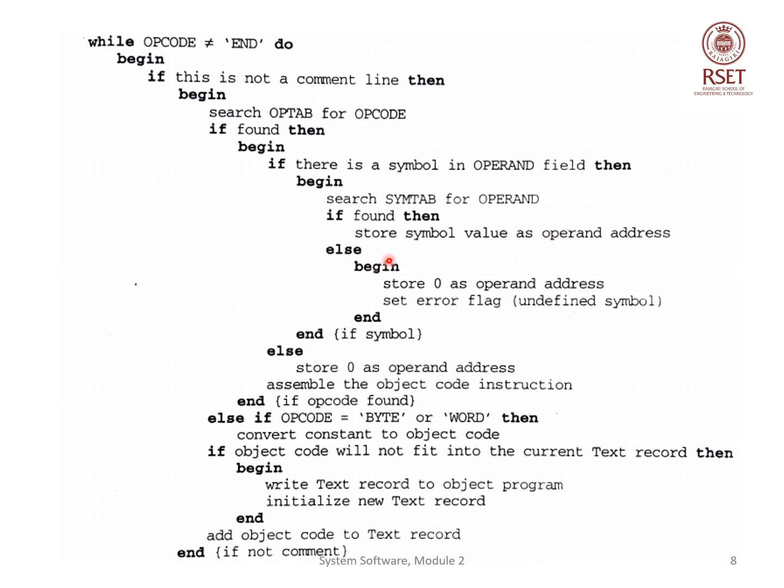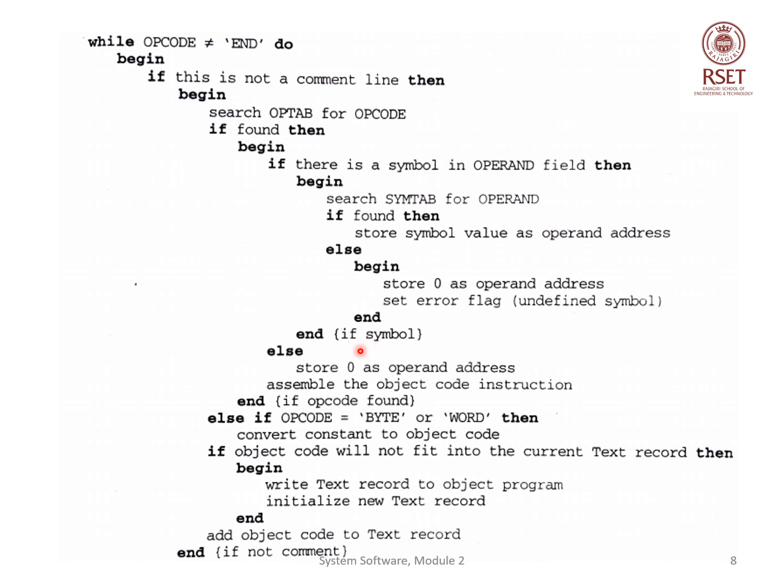If it is found, store the symbol value as operand address. If it is there in the symbol table, it will contain an address stored in the symbol table, and you can use that address as the operand address. Else, if you don't find the particular symbol in the symbol table, it means the operand is missing. So you can store 0 as the operand address and flag an error saying it is an undefined symbol. That is, you are using a symbol that is not defined. That is why it was missing in the symbol table.